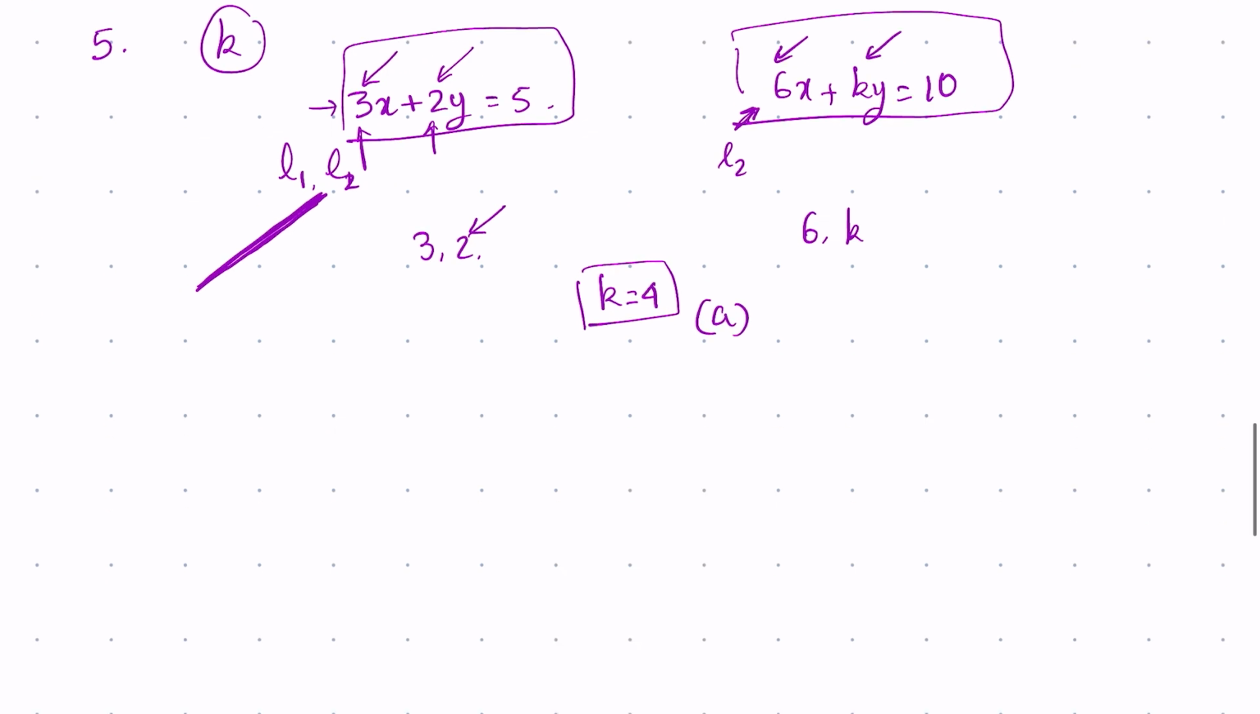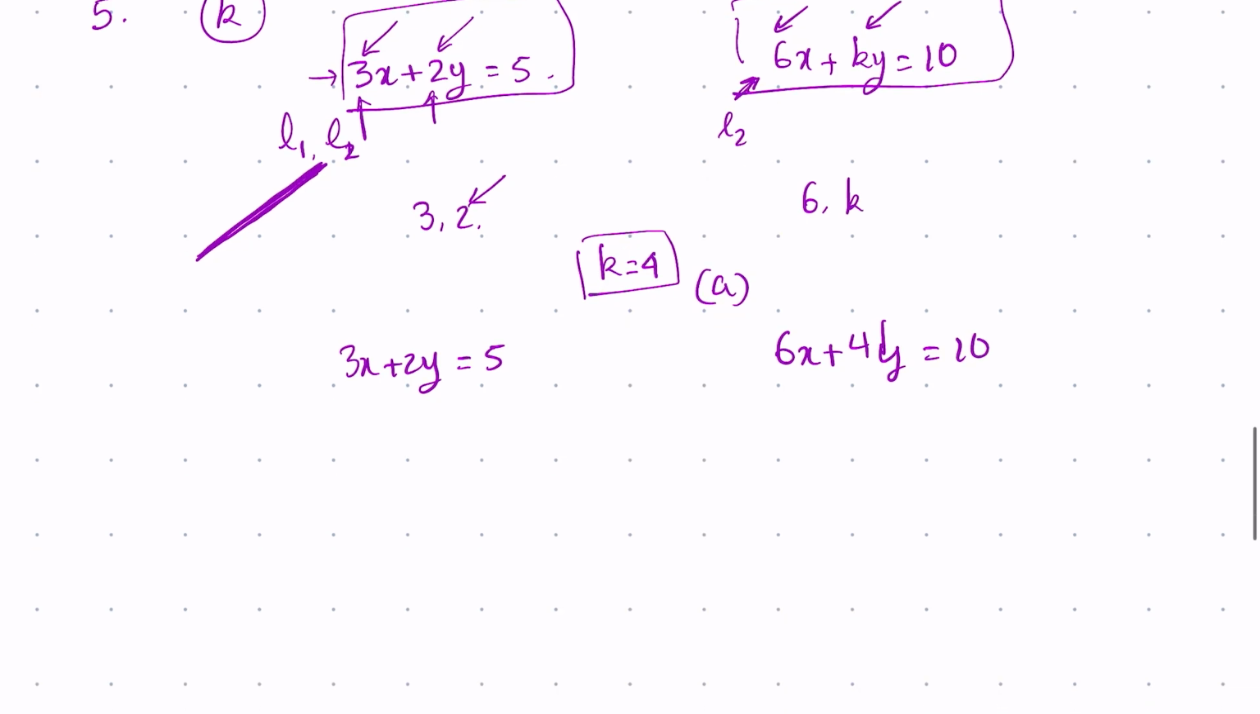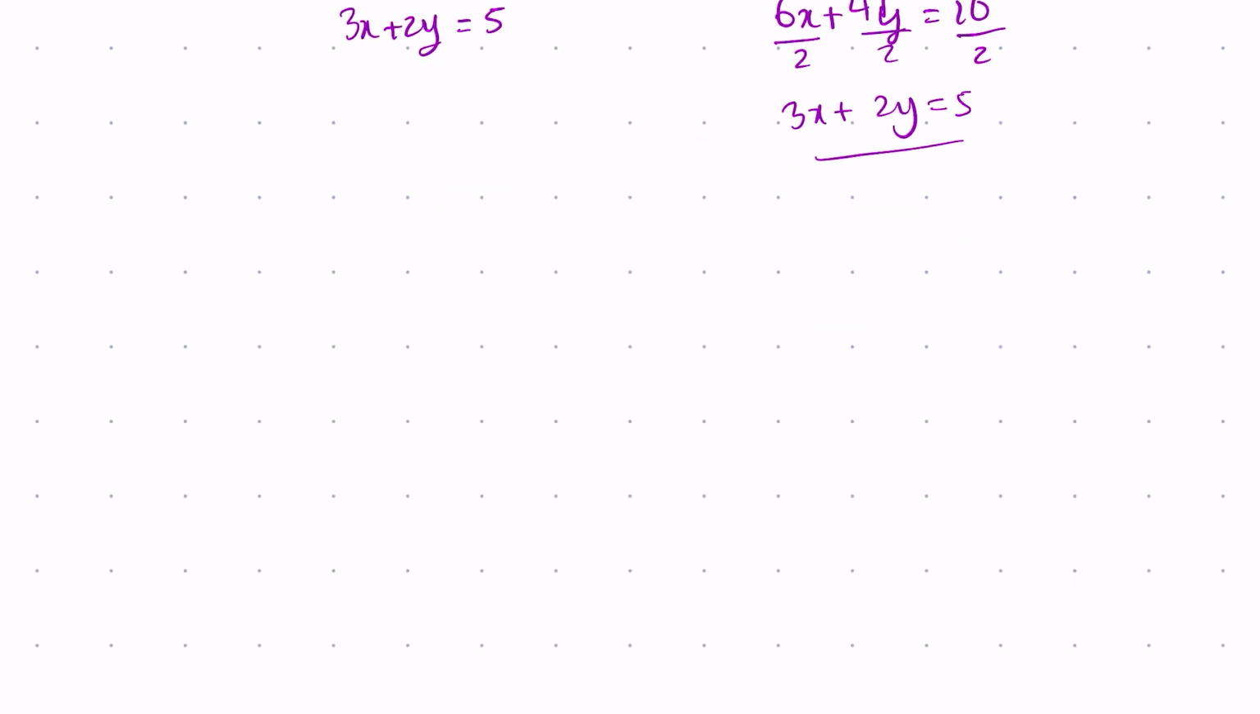Okay, because if you observe 3x plus 2y is equal to 5, well, this is in its simplest form, whereas 6x plus 4y is equal to 10, if you divide both sides of the equation by 2, well, you just have again 3x plus 2y is equal to 5, right? So these are identical lines. Therefore, the value of k must be 4. Okay, what do we have in question number 6?